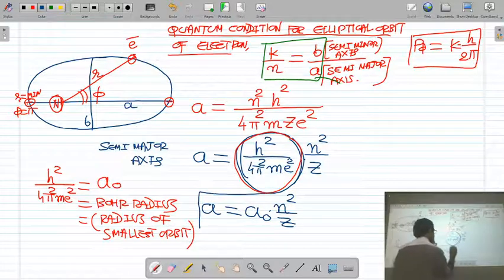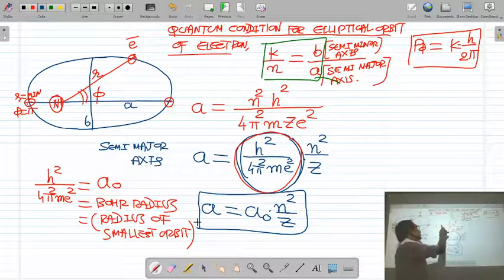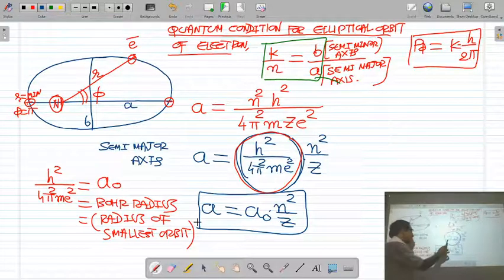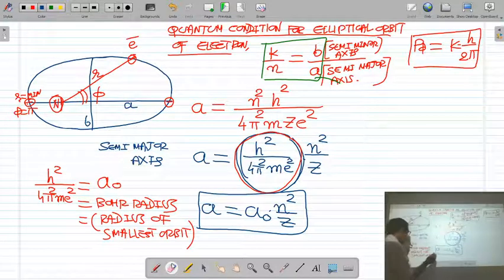So from this equation you can determine the semi-major axis of the elliptical orbit of the electron. Once again, what is the equation of the semi-major axis of the elliptical orbit? It is n square h square upon 4 pi square m Z e square. This equation can be written as h square upon 4 pi square m e square into n square upon Z. This term is called the Bohr radius a0, which is the radius of the smallest orbit of the electron around the nucleus. So this equation gives the semi-major axis of the ellipse.